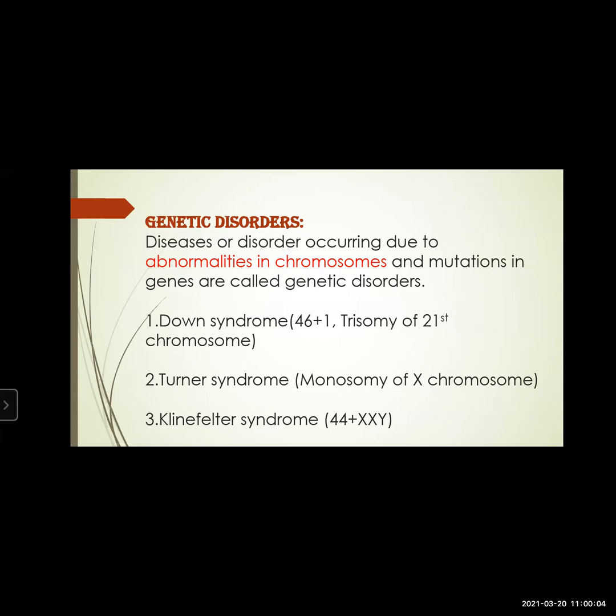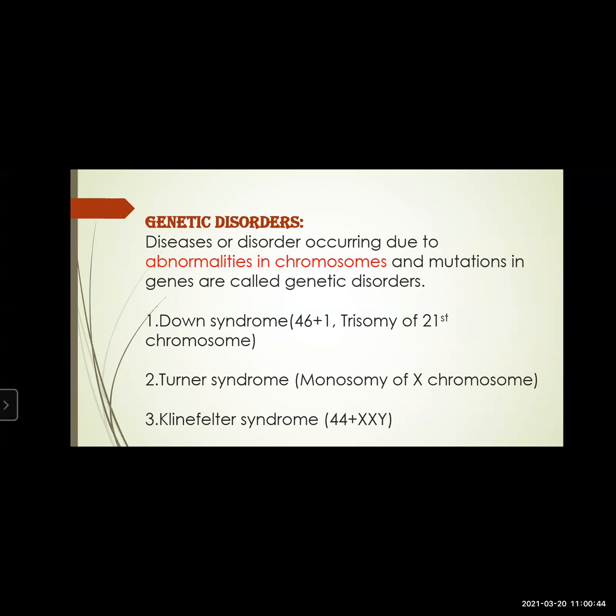The symptoms of Down syndrome are that the children will have short height, a short wide neck, a flat nose, right? And mental retardation is the prominent characteristic. So the children or the people who are suffering from Down syndrome are mentally retarded, you can say, and their life expectancy is also less, right? Then the next is Turner's syndrome.